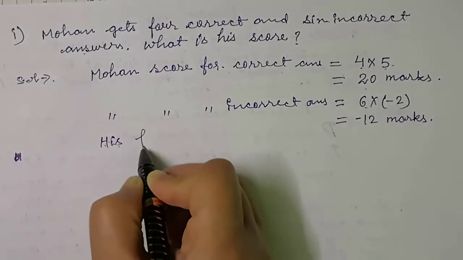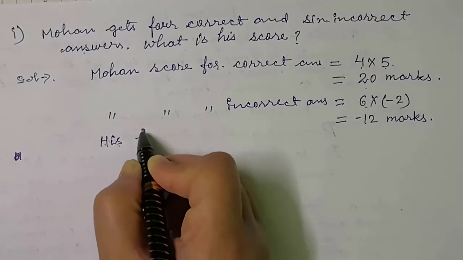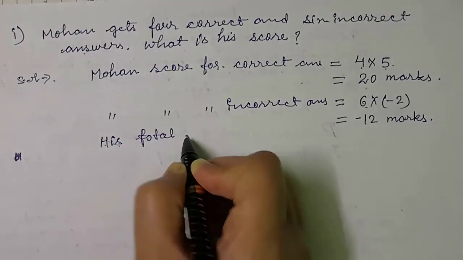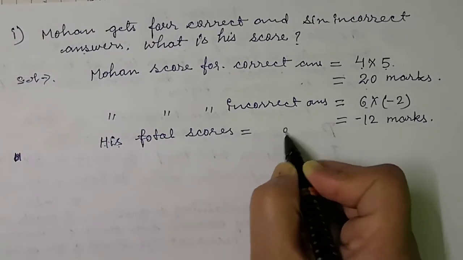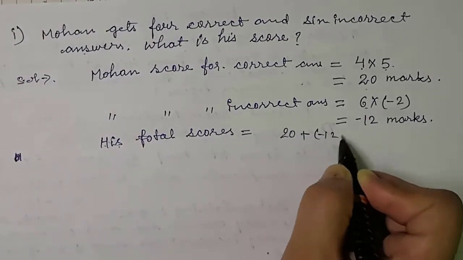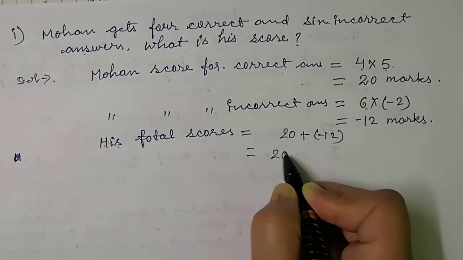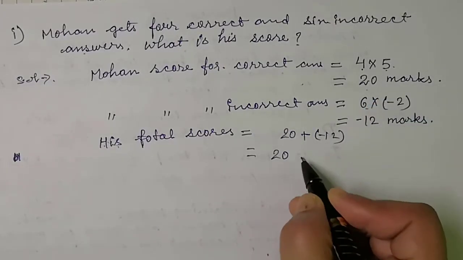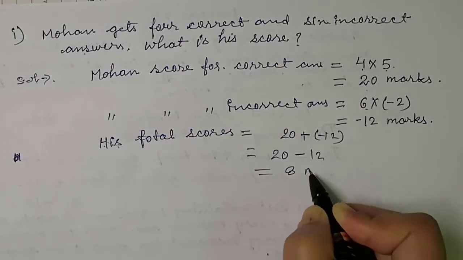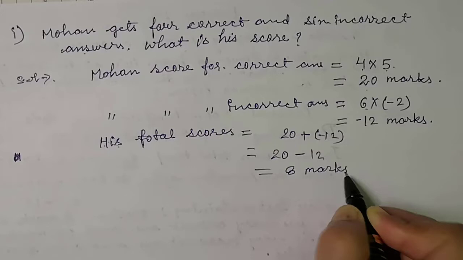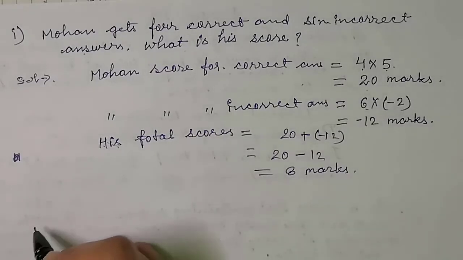Now his total score is equal to 20 plus -12. We will add them. 20 plus minus will be -12, and 8 marks. Finally he scored 8 marks.